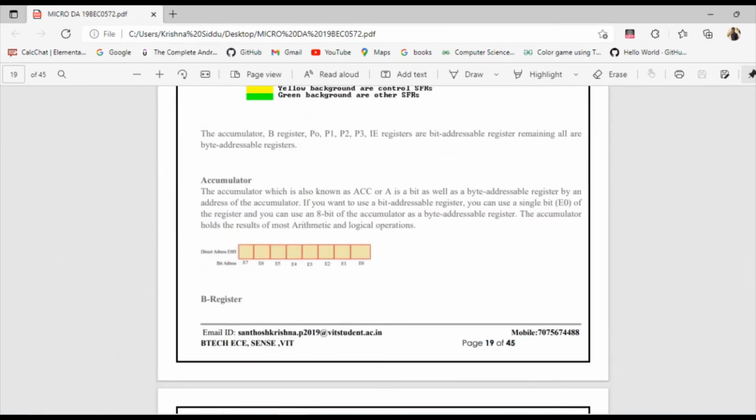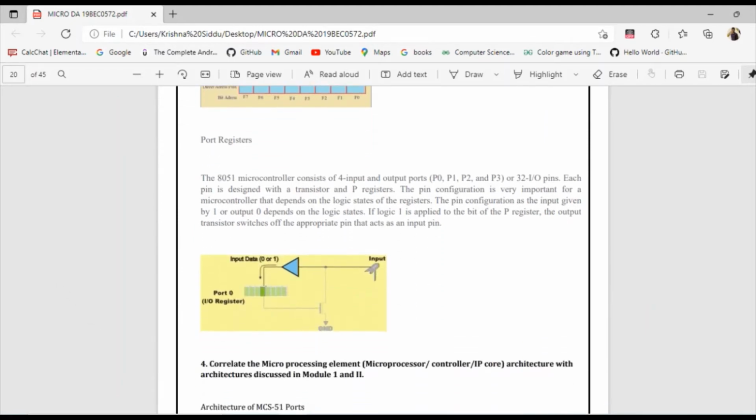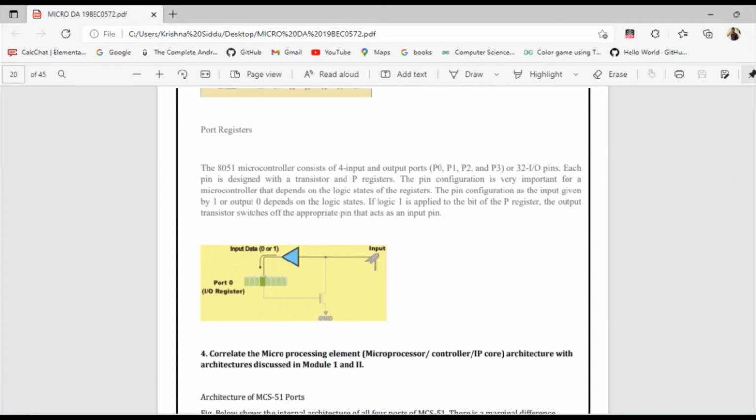Next, coming to the accumulator. What exactly the accumulator is, in what ways we use it, and how many bits it has. Accumulator is an 8-bit one. You can see the 8 bits, starting from E0 to E7. Next, coming to the port registers. As we discussed previously, there are two different types of registers, and here we are discussing the port registers. These are four registers. In the block diagram you can see clearly.